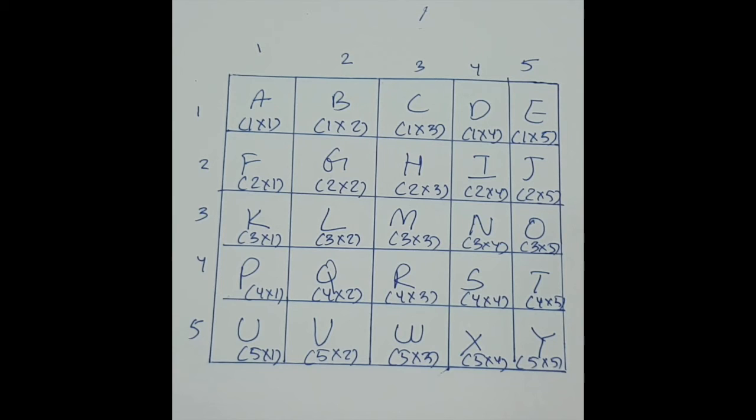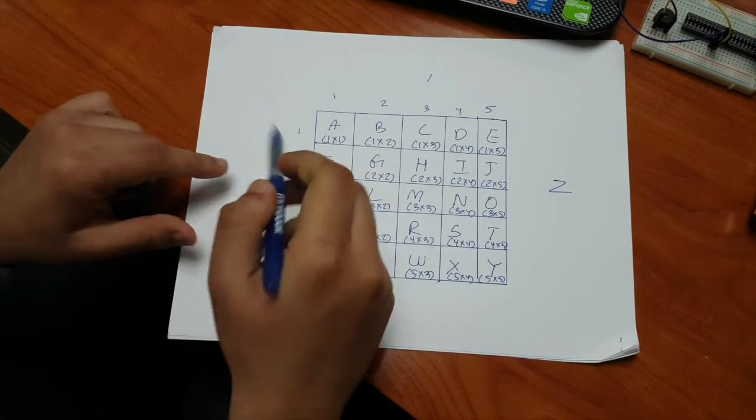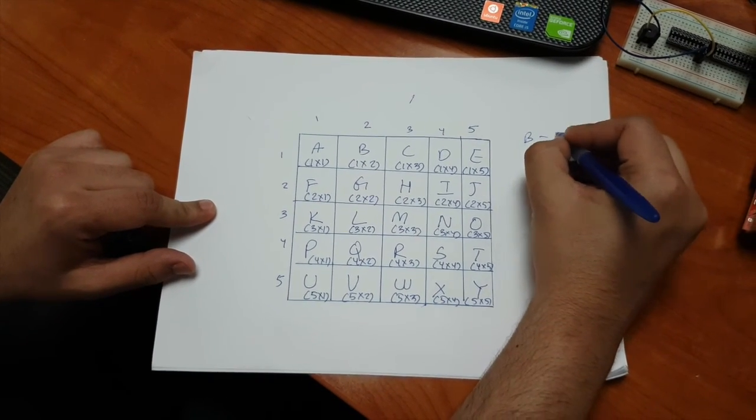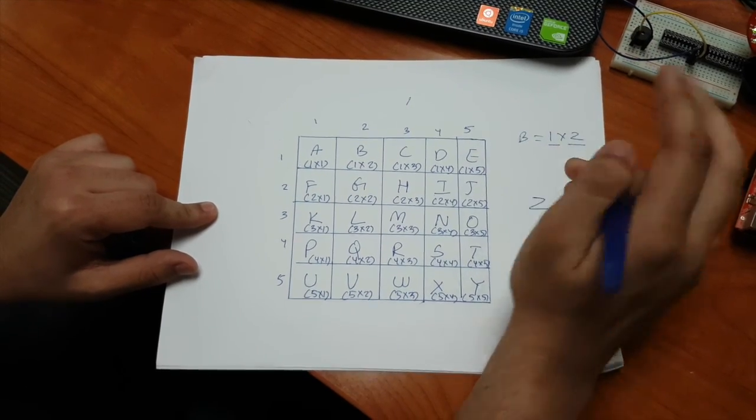Let's hear the sound played for the character B again. We heard 2 different types of sound. The first sound was played once and the second sound was played twice. The first type of sound being played once corresponds to the row number of B, which is 1, and the second type of sound being played twice corresponds to the column number of B, which is 2.